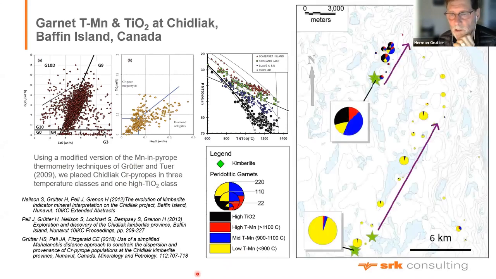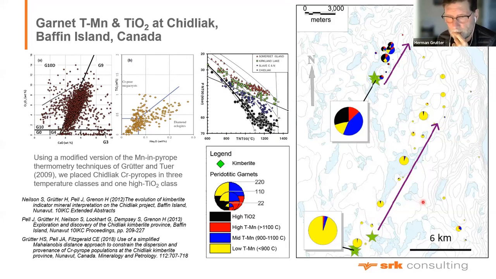These were some of the first outcomes that we got at Chidliac that were of interest. So here are known discovered kimberlites. Their beach balls are shown in these squares over here. This set of kimberlites over here has a very unique beach ball pattern. It's mostly low temperature. These two kimberlites that are actually underneath a lake, very difficult to get at, have a completely different beach ball pattern.